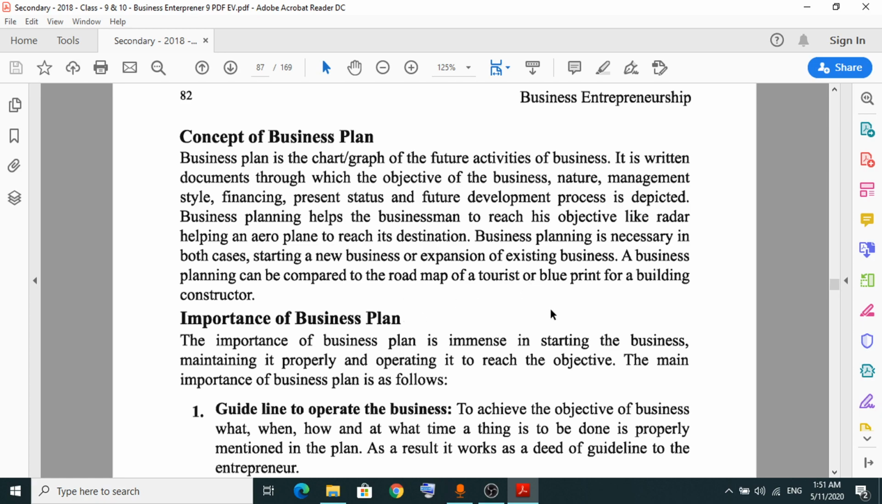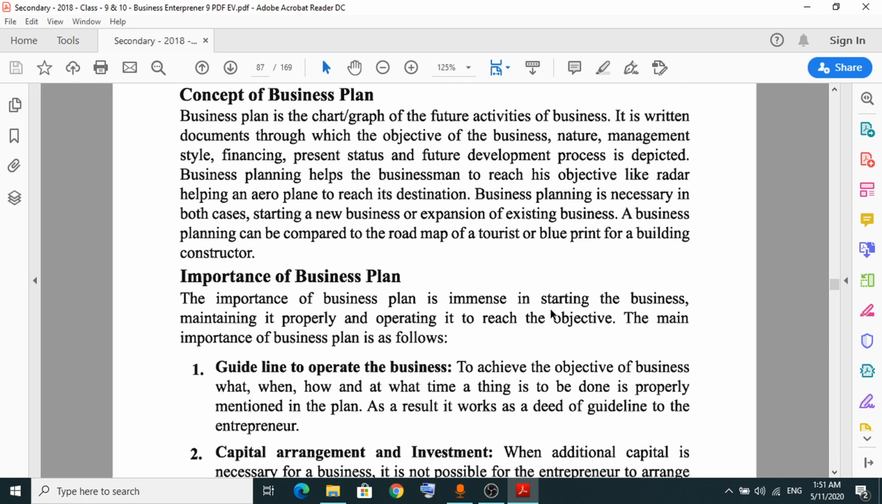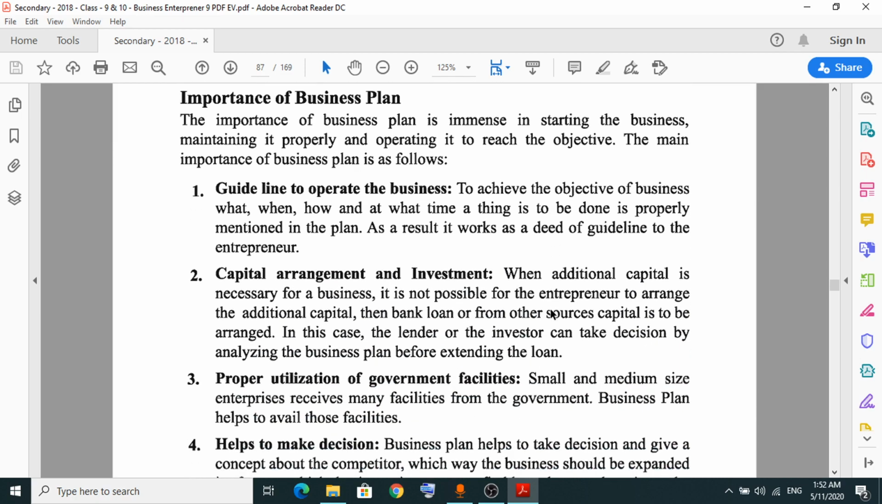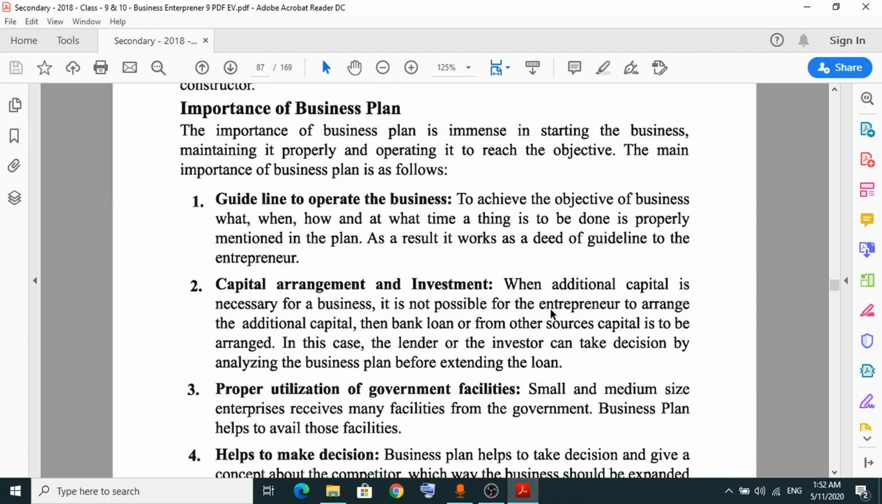It's a roadmap for a traveler. If any tourist travels in a different country, that means he or she has a roadmap or map with them. So you can say that a business plan is also a roadmap for the business, or it can be the blueprint for a building constructor. A business plan can be compared to the roadmap of a tourist or the blueprint of a building constructor. That means the engineer or building constructor has the blueprint, and a business plan also acts like a blueprint, or acts like a roadmap of a tourist. So this is a very important document for business, and it must be present at the starting of the business.